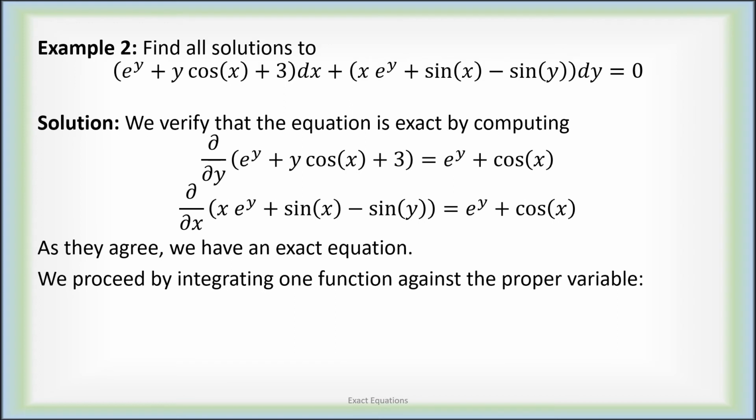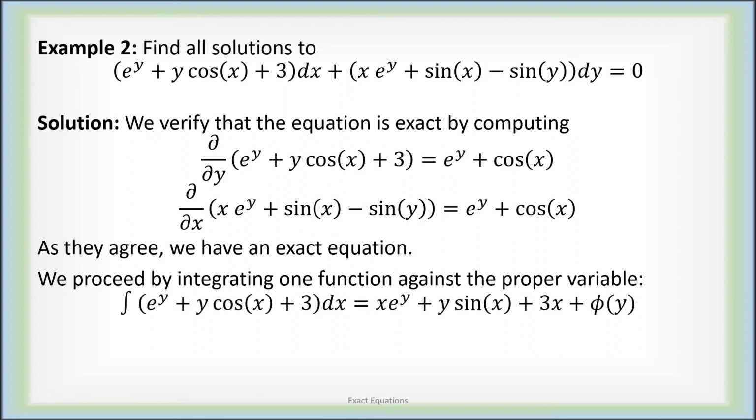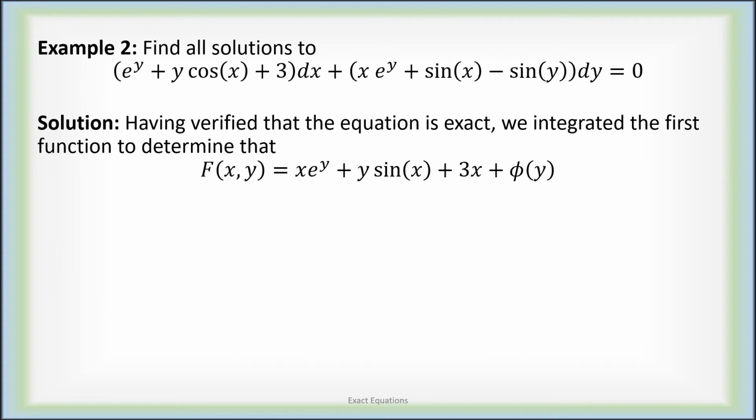So we integrate one function against its proper variable. So we can go ahead and integrate e to the y plus y cos x plus 3 against x. Since I'm integrating against x, y is pretending to be a constant. What's the integral of constant? Constant times x. Constant times cos x integrates to constant times sine x. Constant 3 integrates to constant x, and my unknown constant of integration is actually a function of the other variable, y. So here is capital F of x,y. It's x e to the y plus y sine x plus 3x plus something that only depends on the variable y. So that's what we've determined so far.